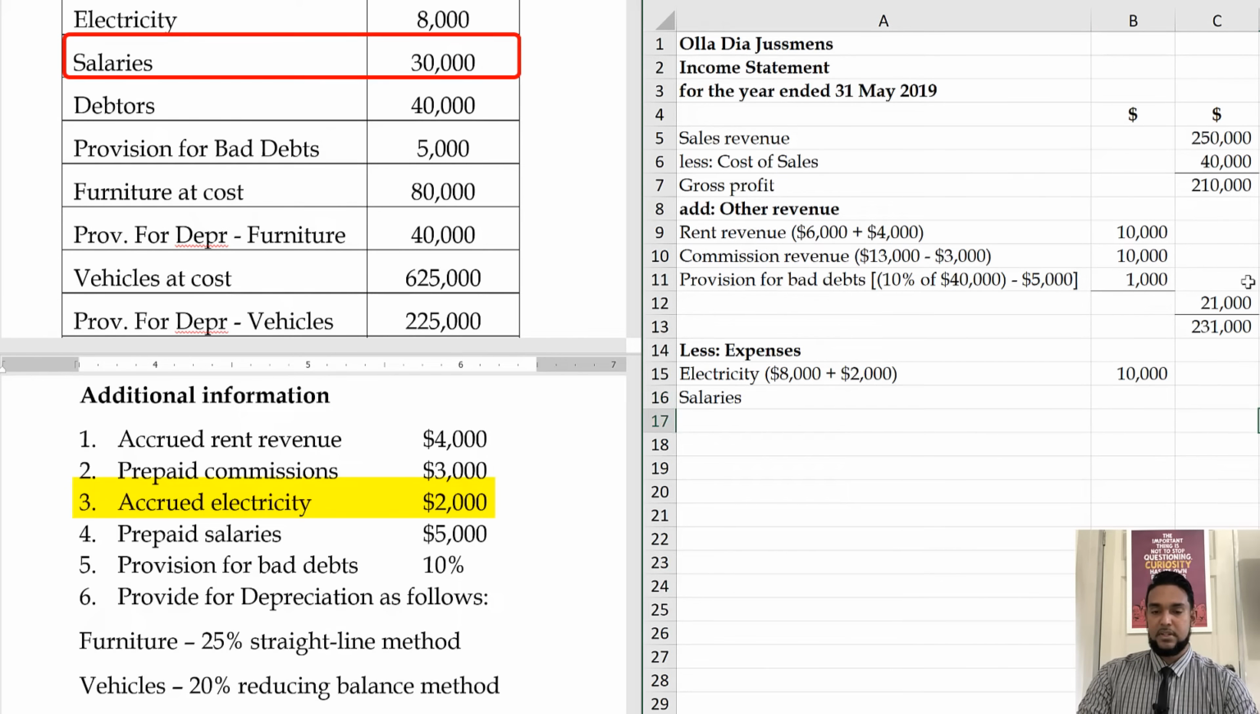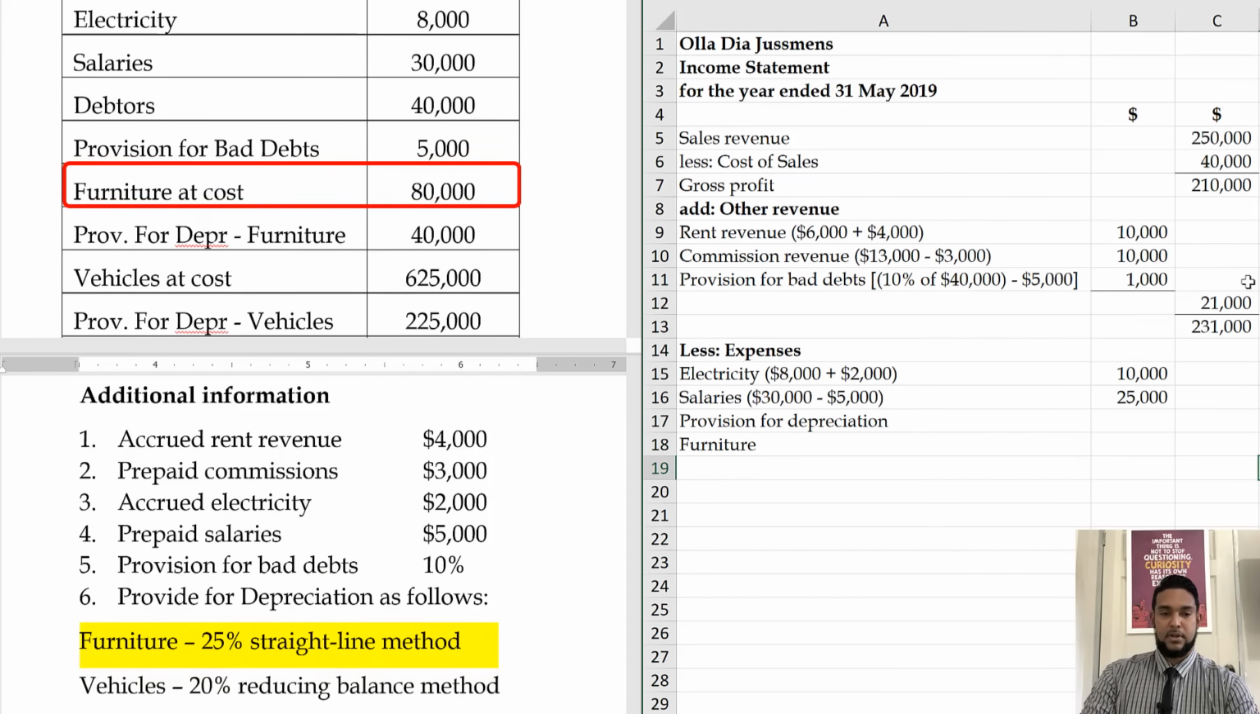Next we have salaries. Salaries is 30, with a prepaid portion of 5. What do we do with prepayments? We subtract them. 30 minus 5 is 25,000. Now we've dealt with the provision for bad debts already, so let's get straight to the provision for depreciation.